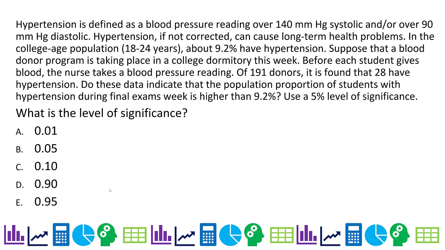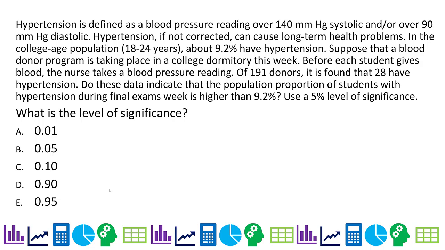Hypertension is defined as blood pressure reading over 140 millimeters mercury systolic and or over 90 millimeters mercury diastolic. Hypertension, if not corrected, can cause long-term health problems. In the college-age population, 18 to 24 years, about 9.2% have hypertension. That's a lot, actually.